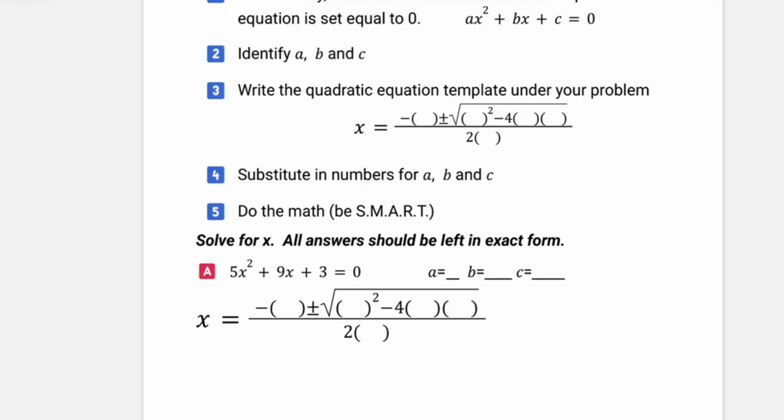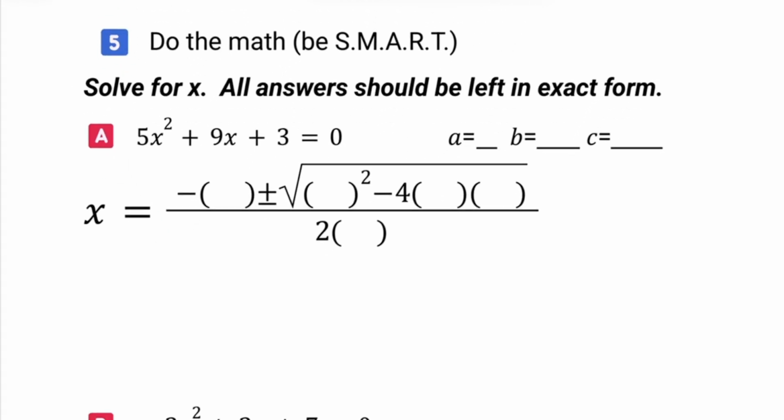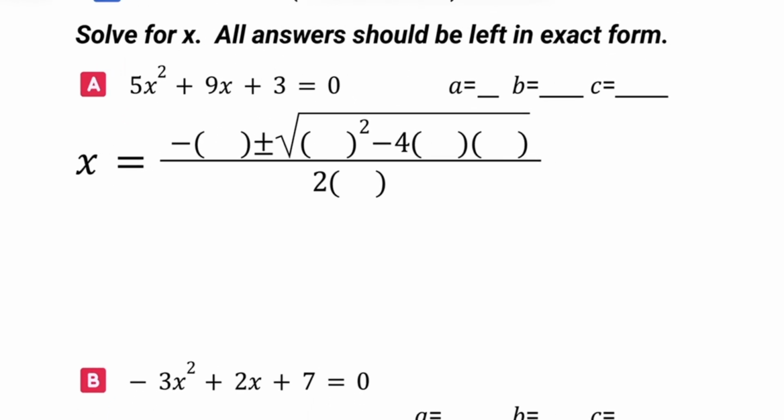The acronym BE SMART helps you remember the order of operations. So let's get right into it. In our first example A here, we have all of our terms on the left, which means I can jump right in and identify A as 5, the coefficient of x squared, B as 9, the coefficient of x, and our constant is 3. Now the quadratic formula says negative b plus or minus the square root of b squared minus 4 times a times c all over 2a. So it's much easier when you have the template already for you.